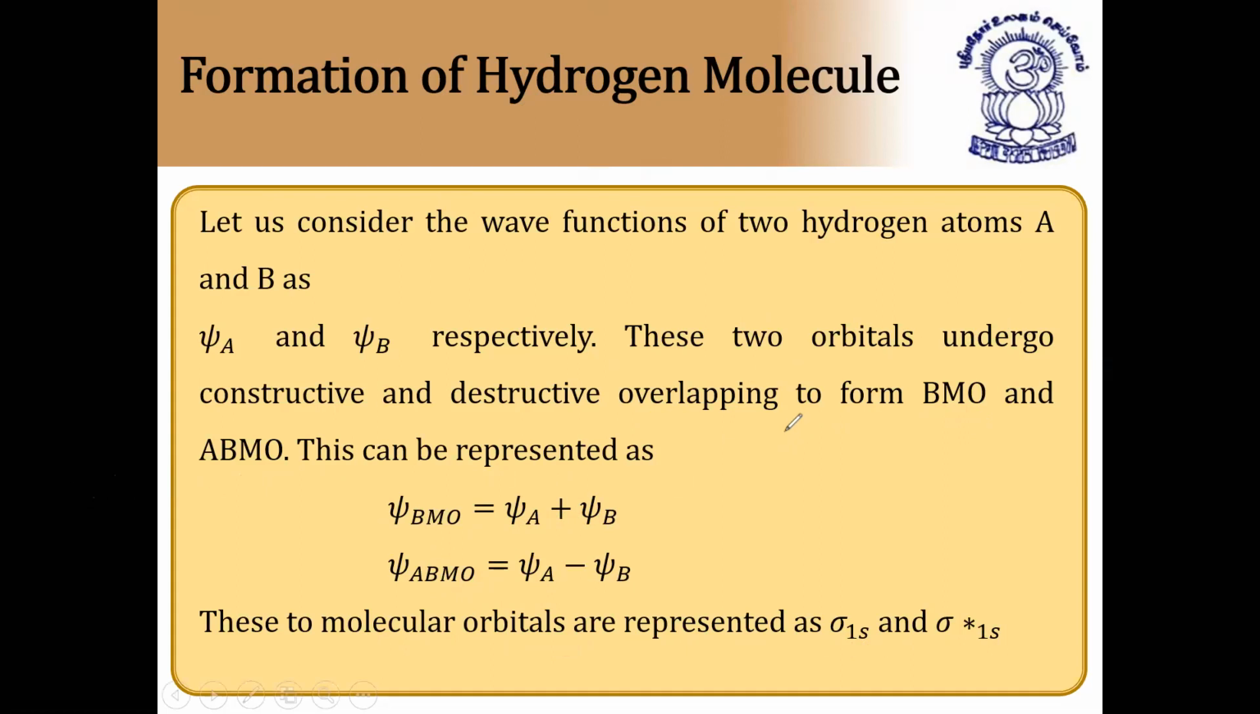Sigma 1s is called the bonding orbital, and sigma star 1s is called the anti-bonding orbital. So this is the bonding molecular orbital, and this is the anti-bonding molecular orbital, ABMO. Sigma star represents anti-bonding. How do we get it? By subtracting the wave functions of the two hydrogen atoms; by adding the wave functions of two hydrogen atoms, we get the bonding molecular orbital. Whenever you get pi 1s, pi 2s like that, pi also we will get. We'll discuss that later.